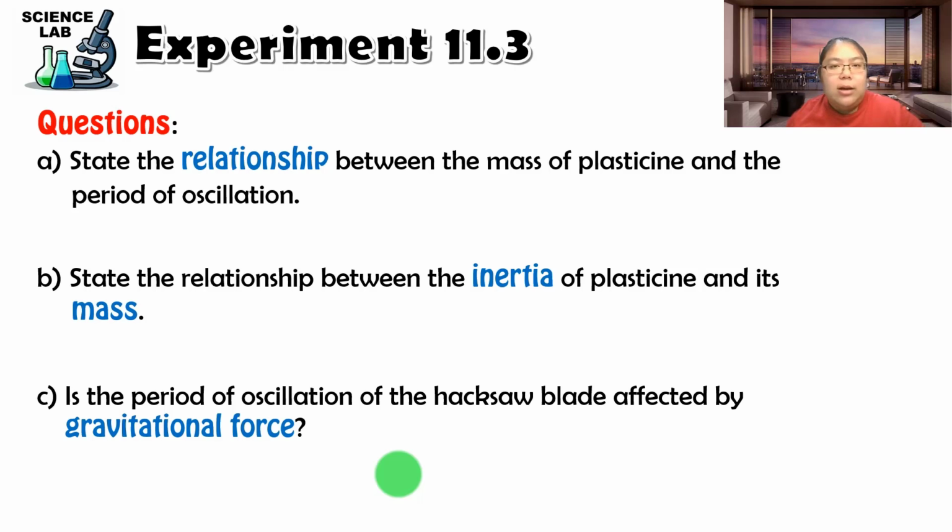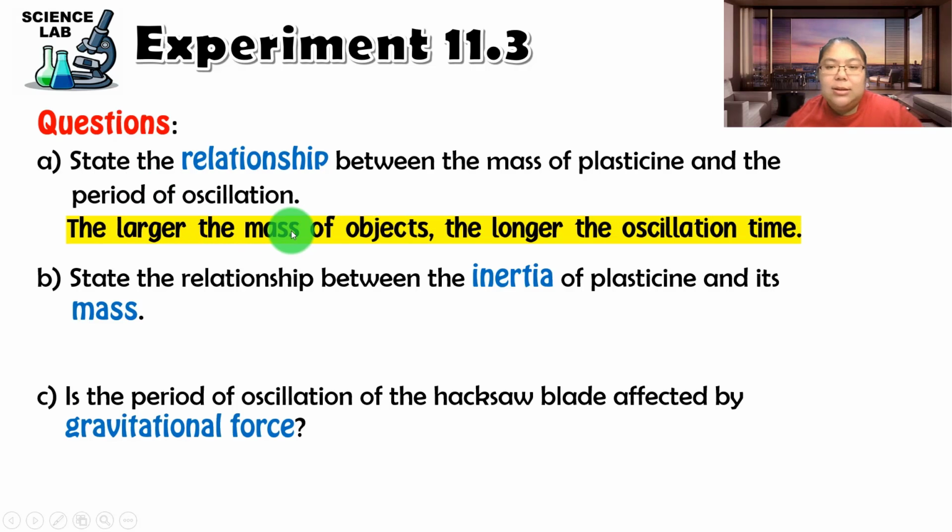Okay, then experiment 11.3, they got questions. Let's see the question. The first one, they ask to find the relationship between the mass and the period. We find that when the mass increases, the period of oscillation also increases. So we just answer: the larger the mass, the longer the oscillation time.